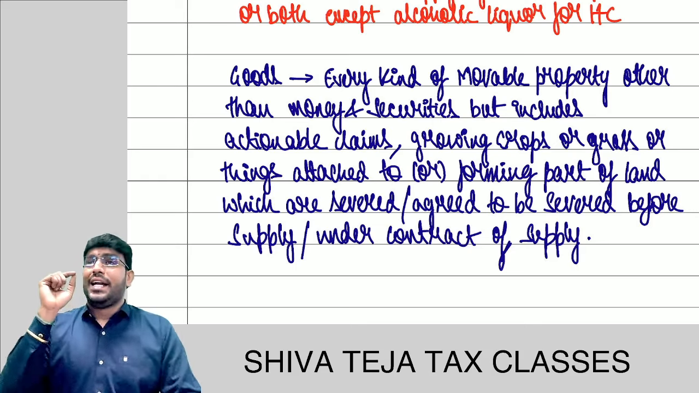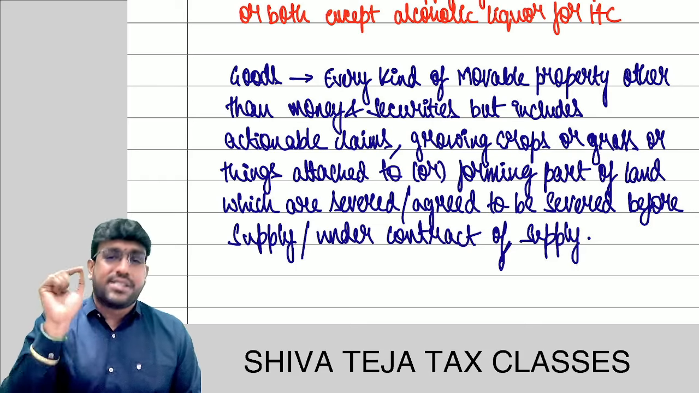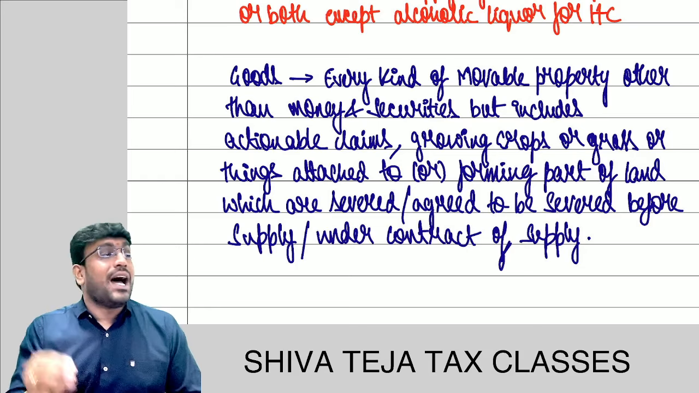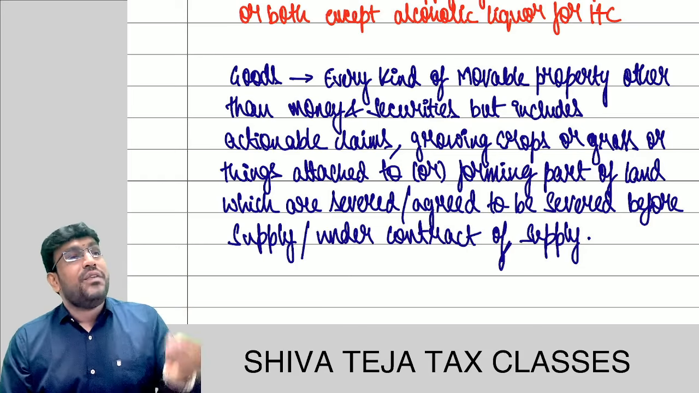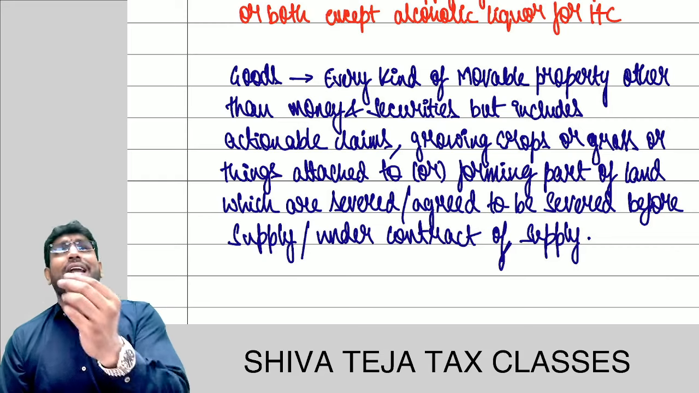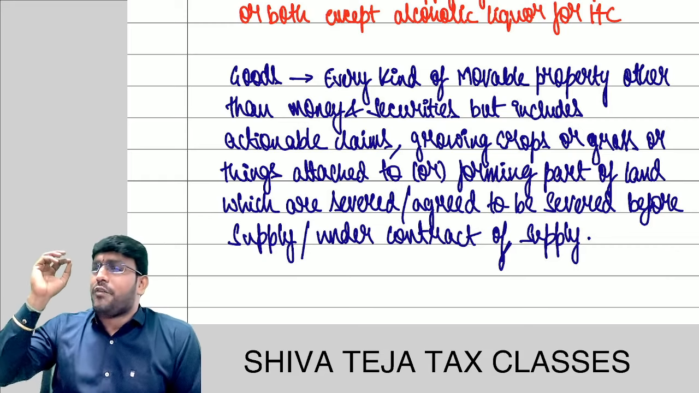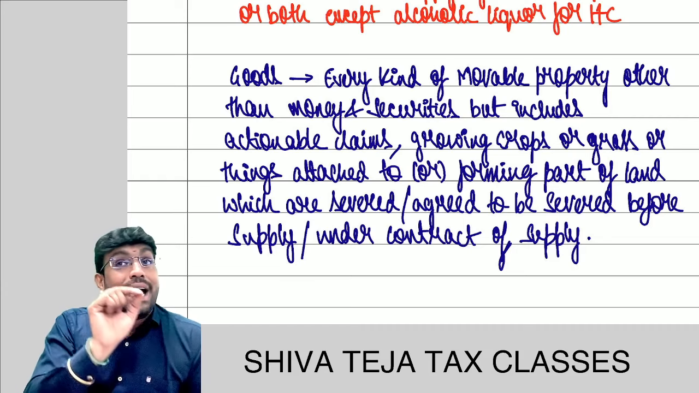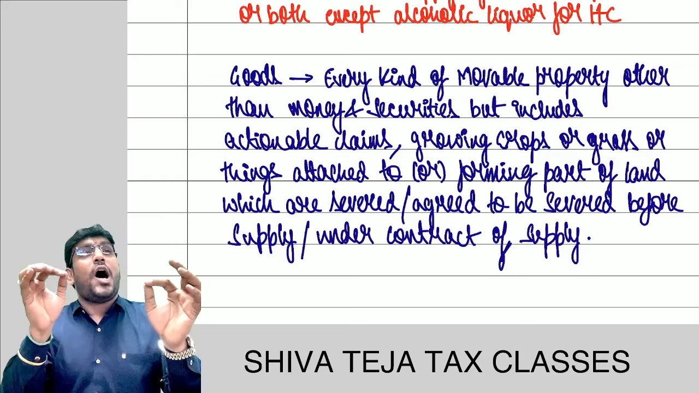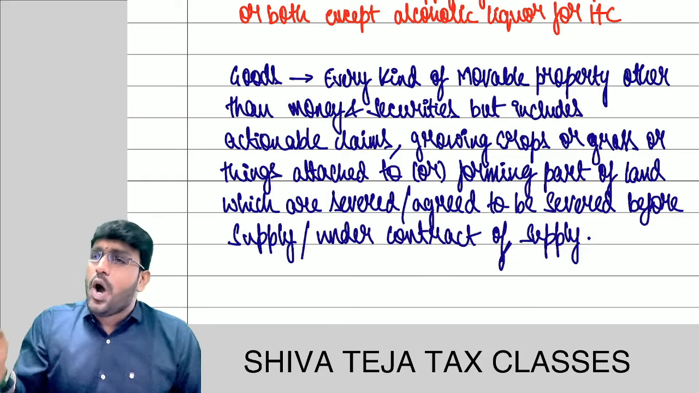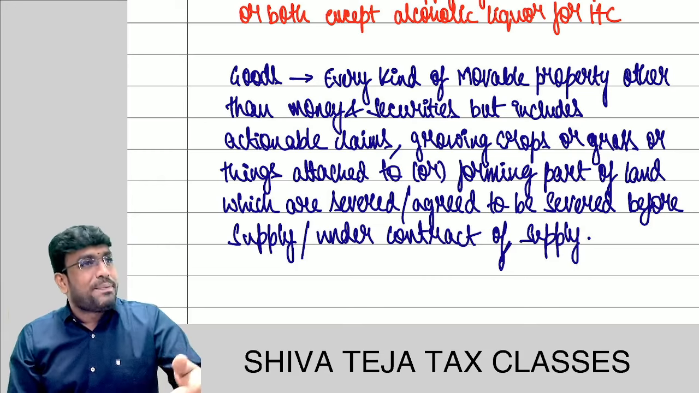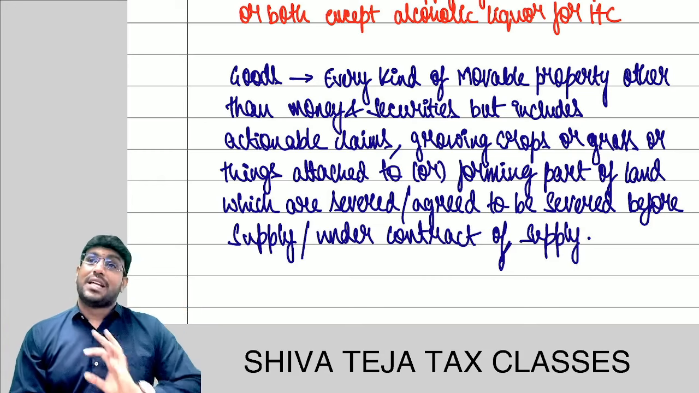Goods cover every kind of movable property other than money and securities, but includes actionable claims, growing crops or grass or things attached to or forming part of the land, which are severed or agreed to be severed before supply or under a contract of supply. One last time, please. That's it. Are we clear?